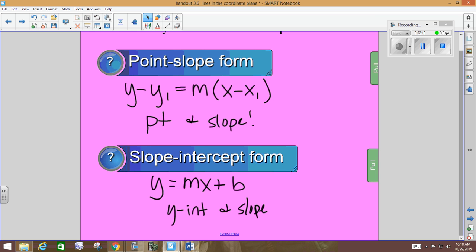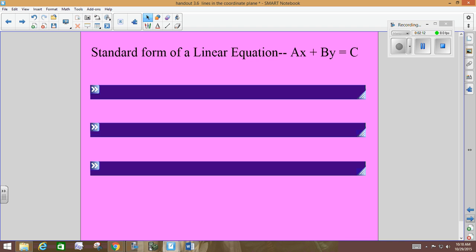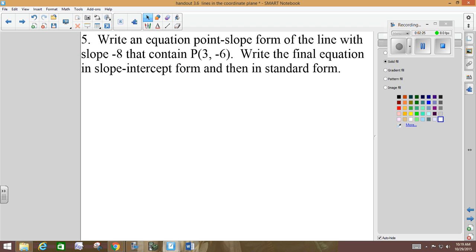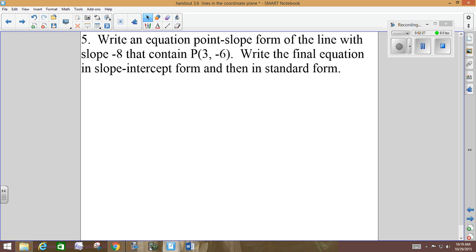To the first example, number 4. Mine are misnumbered, but they work. Write an equation in point slope form of a line with a slope of -8 that contains point P. That just means it goes through point P. It says to write the final equation in slope intercept form and then standard form. Go ahead and cross off that standard form. We're not going to put them in standard form. We're just going to finalize in slope intercept form.